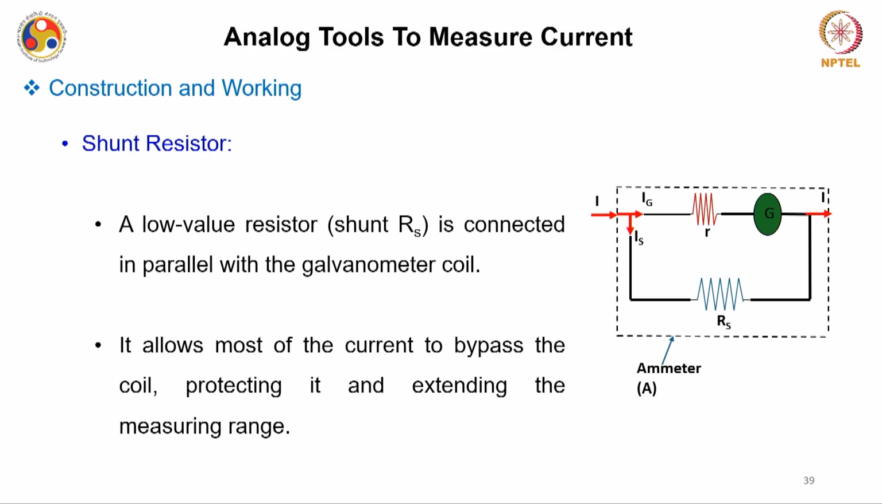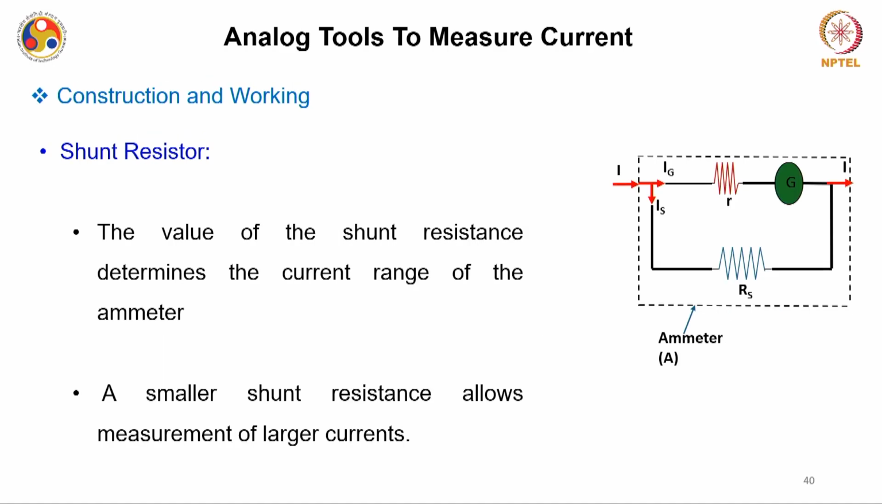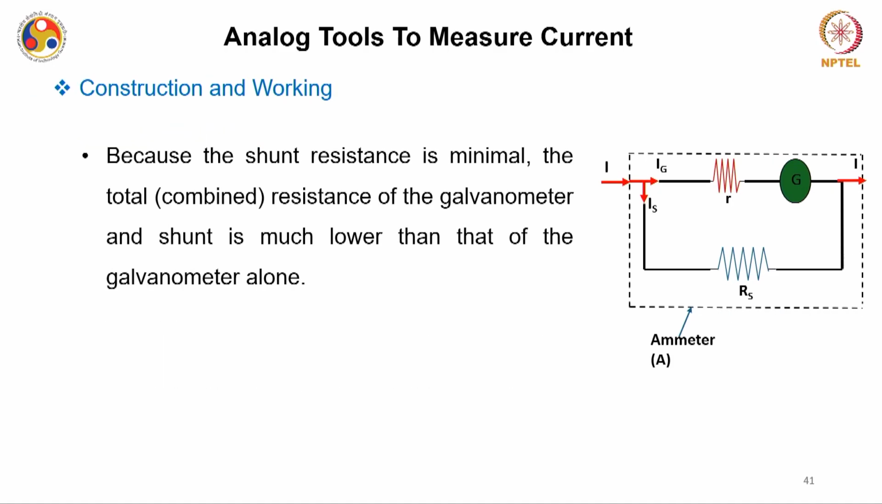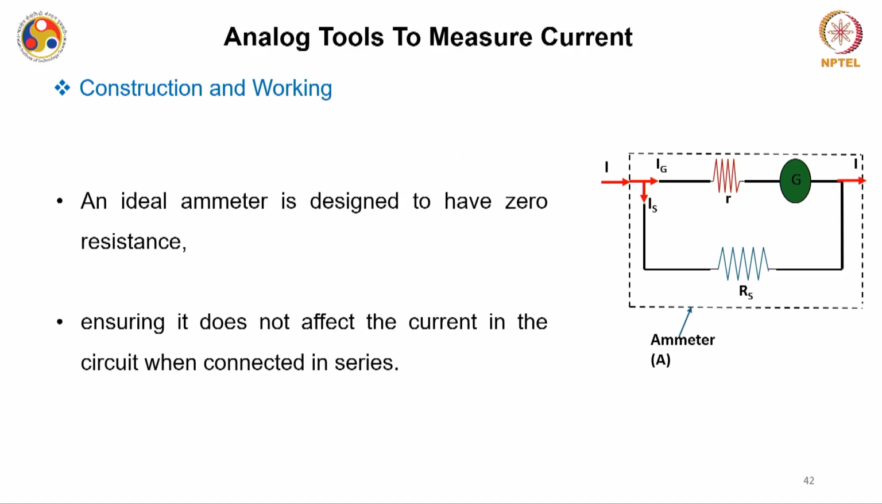Now, a low value resistance is connected in parallel with the galvanometer coil, which allows most of the current to bypass, as we have just seen, protecting it and basically extending the measurement range. Now, because the shunt resistance is very small, the total resistance of the galvanometer and the shunt is much smaller than that of the galvanometer alone. And this is very important for conversion of this galvanometer into an ammeter.